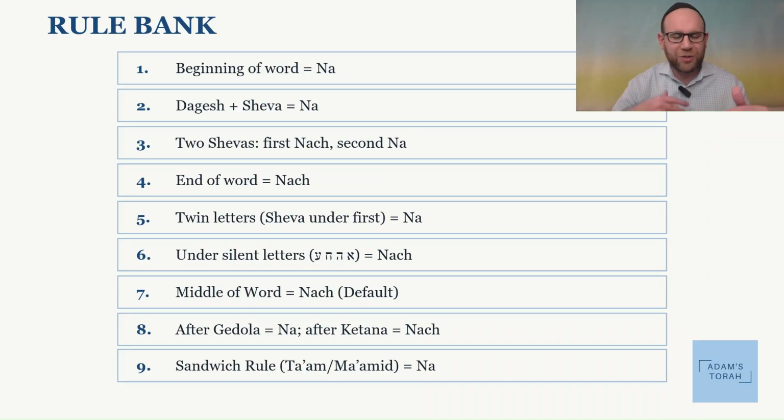And rule number 9, which is all connected to the last rules of the Tenua Gidola, is called the sandwich rule. A Sheva that is between a Ma'amid and a Tam, or a Tam and a Tam, is going to be a Sheva Na. I understand that for many of you, this is going to be difficult because you may not be so sensitive and so clear with what the ta'amim are. That is a little bit out of the scope of this video to explain what all the ta'amim are.